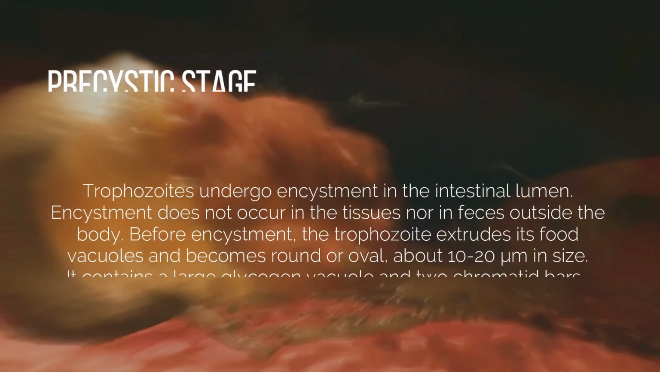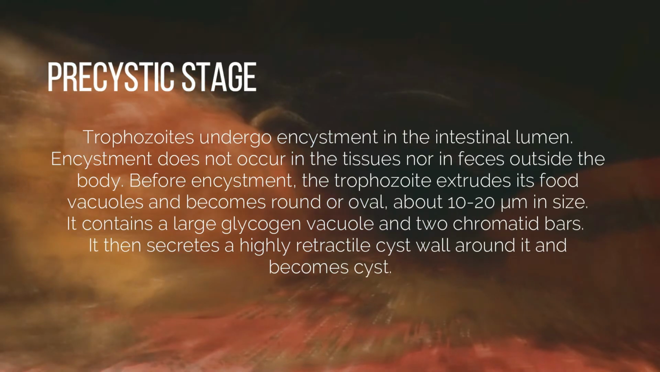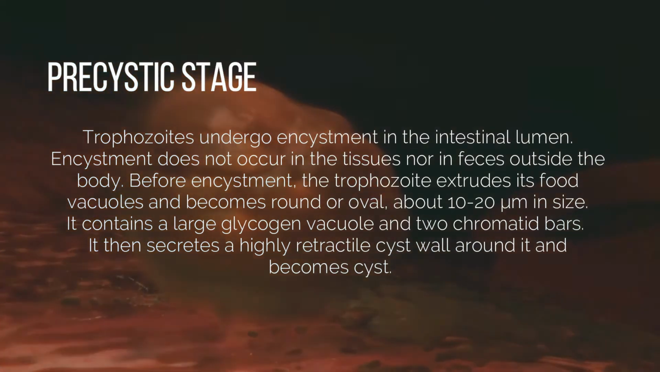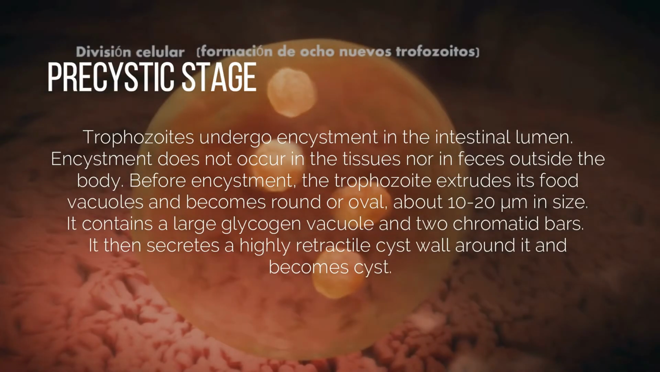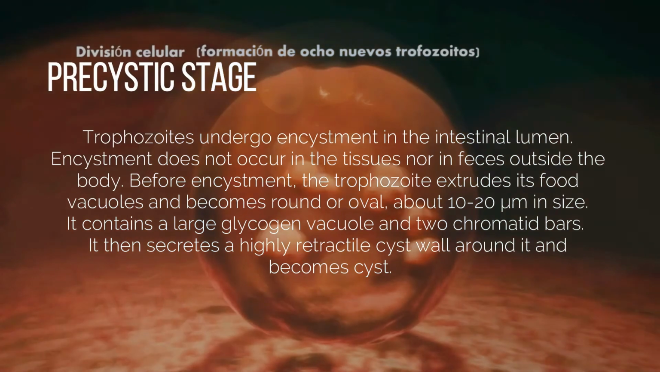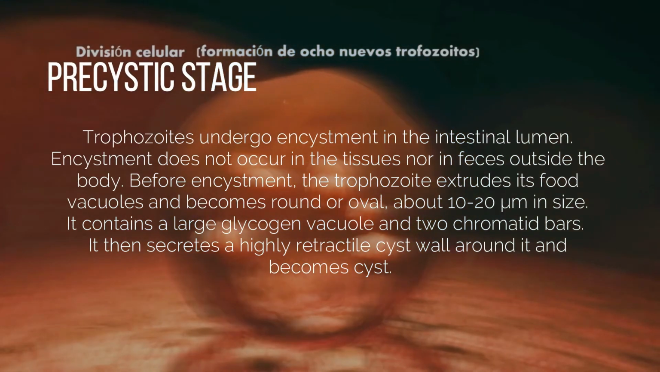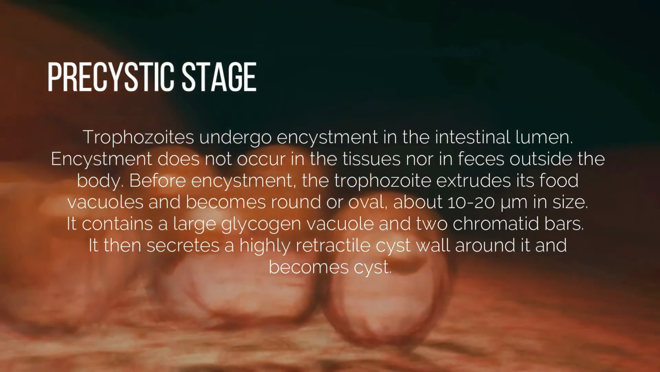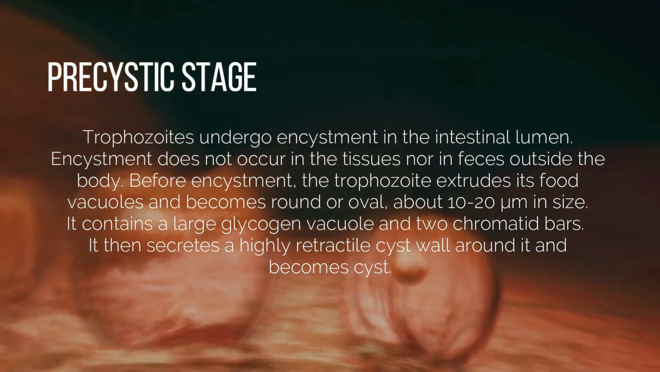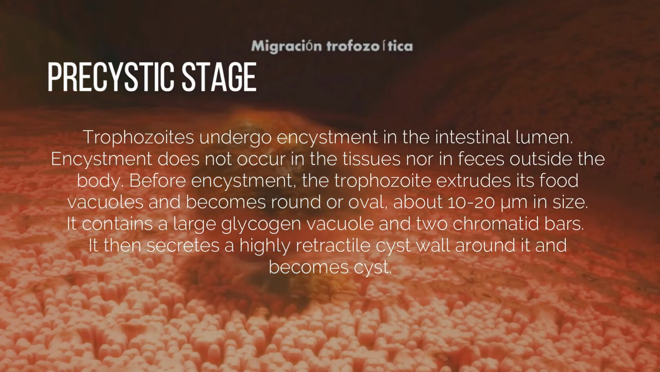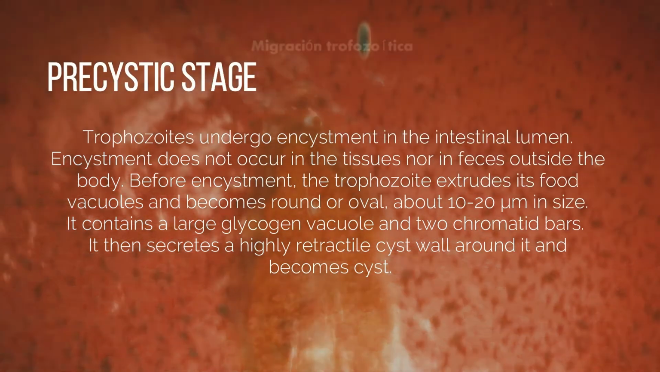The next stage is all about the precystic stage. In this stage, trophozoites undergo encystment in the intestinal lumen. Encystment does not occur in the tissues, nor in the feces outside the body. Before encystment, the trophozoite extrudes its food vacuole and becomes round or oval, about 10 to 20 micrometers in size. It contains a large glycogen vacuole and two chromatoid bars. It then secretes a highly refractile cyst wall around it and becomes a cyst.